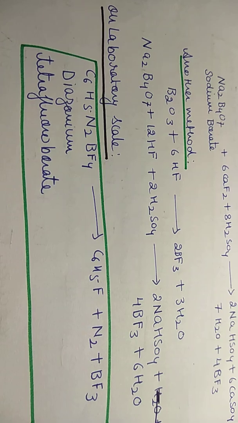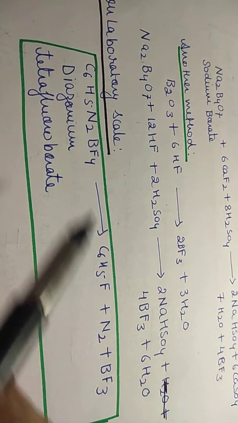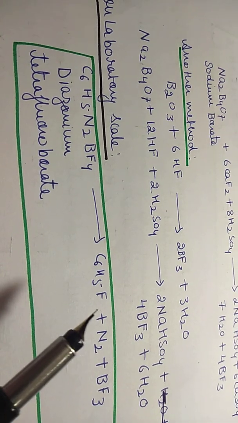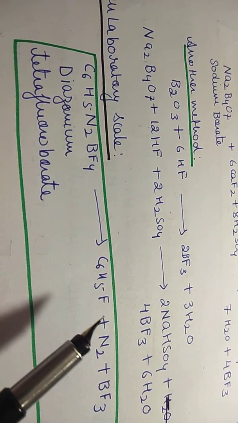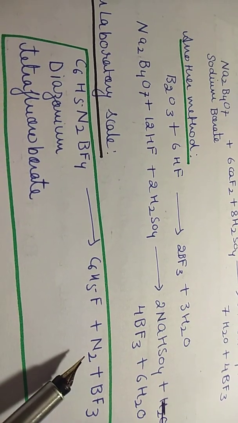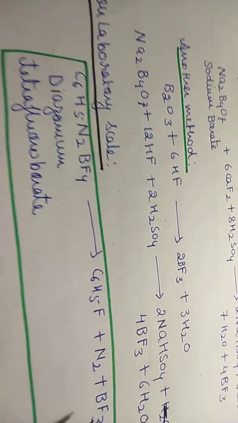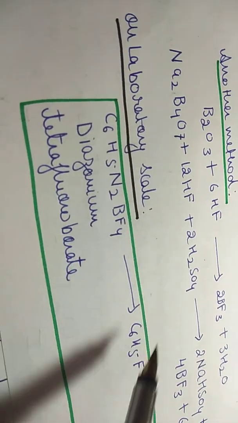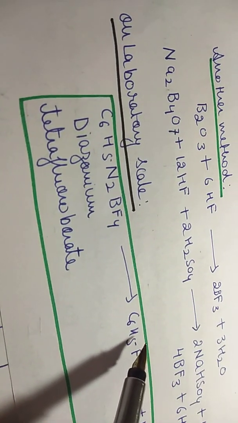Then how is it prepared in the laboratory? On laboratory scale, we take diazonium tetrafluoroborate, and from diazonium tetrafluoroborate we get fluorobenzene, nitrogen plus BF3. This is also a very important method of preparation of fluorobenzene.